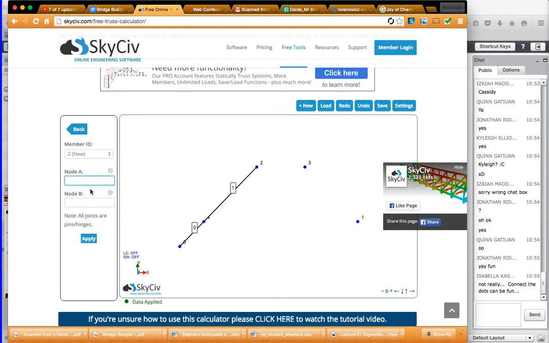2 to 3. And then 2 to 3. So from node 2 to node 3, I want to draw a line. And then node 3 to 1.